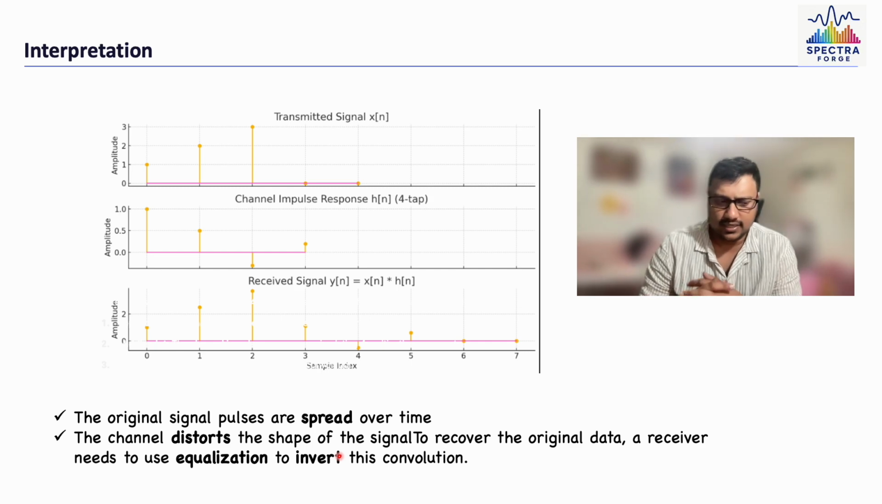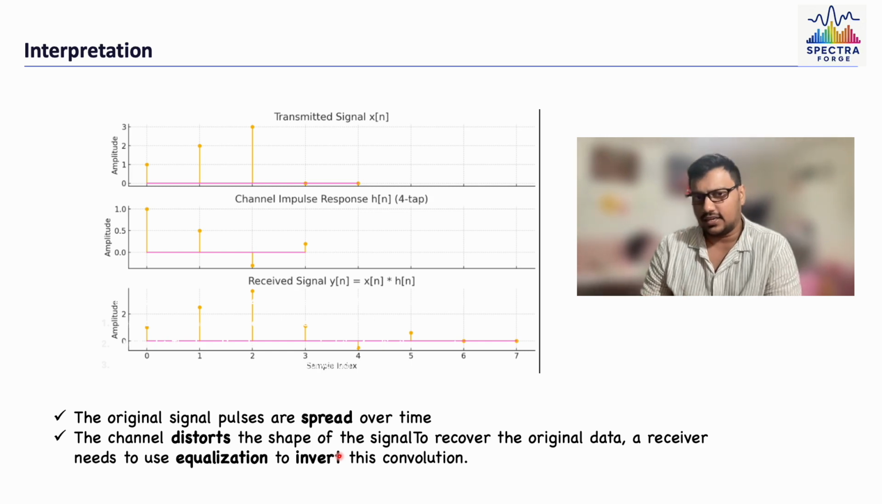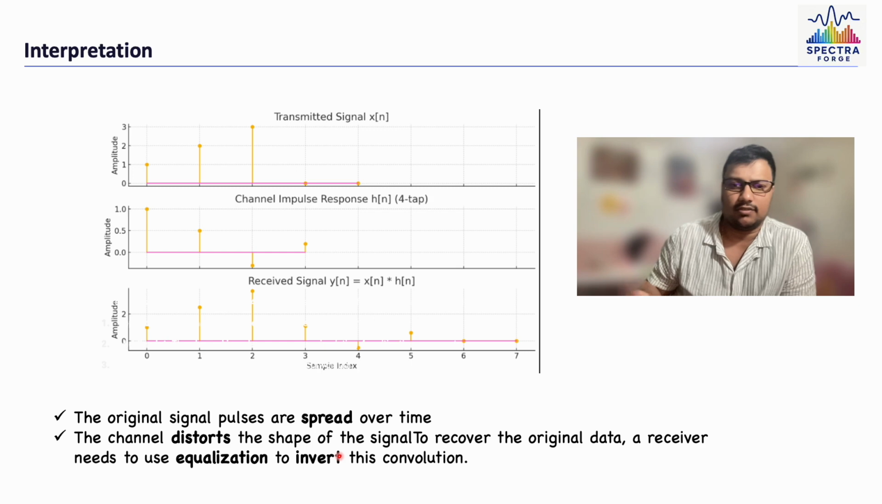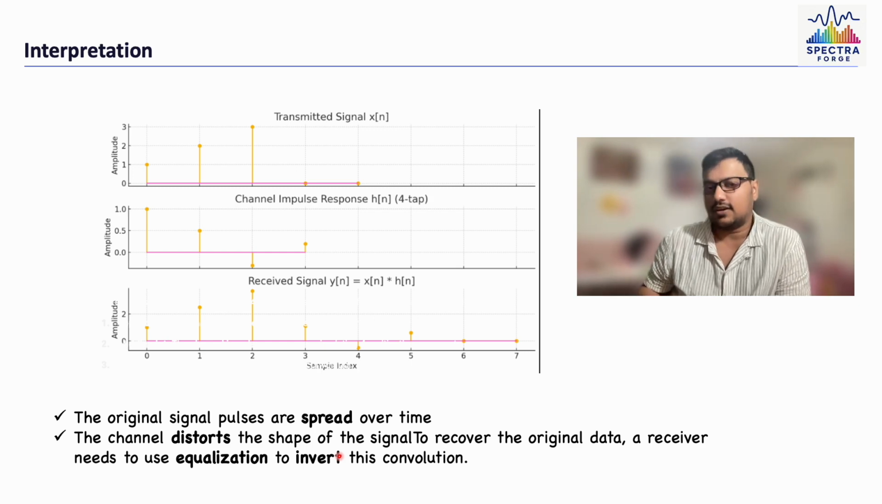But in general, everything is a linear convolution. Any system x of t, when it goes through a black box with an impulse response h of t, the y of t will always be linearly convolved with the system's impulse response h of t. So y of t will be x of t linearly convolved with h of t, and we'll see circular convolution in the next slide.